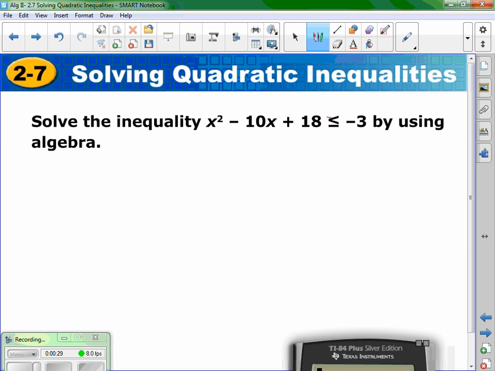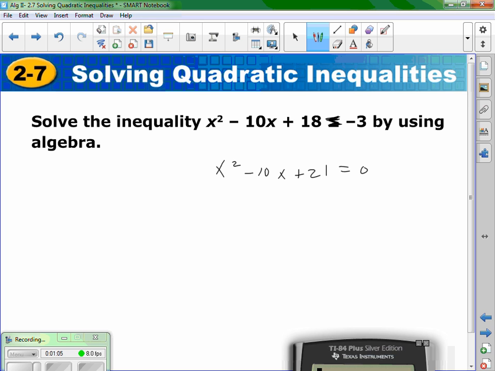Let's just think of this as if this was an equal sign here. If this said equals negative 3, what would you do to solve? What would we do first to solve? Not take away, not subtract 3, add the 3. So I'm going to add the 3 over. x squared minus 10x. If I add 3 over, I get 21. Now it's equal to 0.